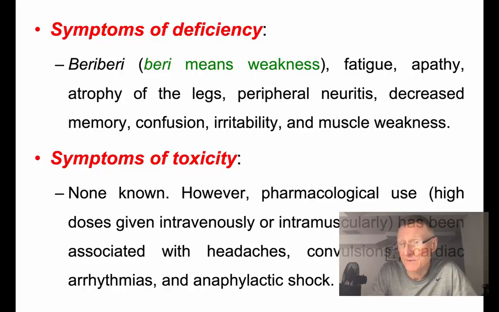and muscle weakness. Remember, because thiamine is important for energy production, if you don't have it, fatigue is a symptom. Apathy also, because it can affect how active you are on a day-to-day basis. It causes atrophy because the muscles become weak. It can also affect your nervous system, so peripheral neuritis is related to that. Memory loss, confusion, irritability, these are all symptoms of the effects of the lack of thiamine in the central nervous system or in neurons.